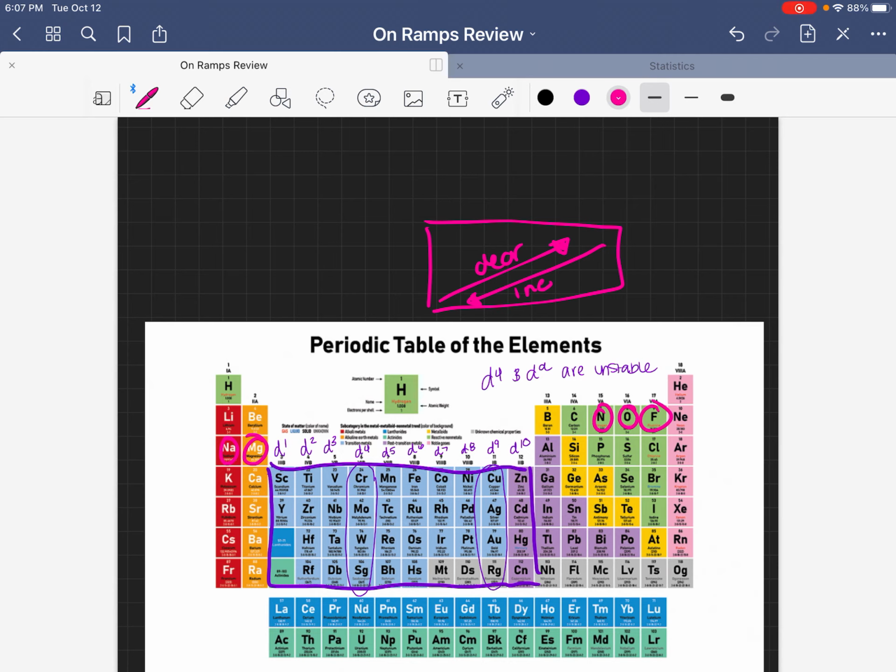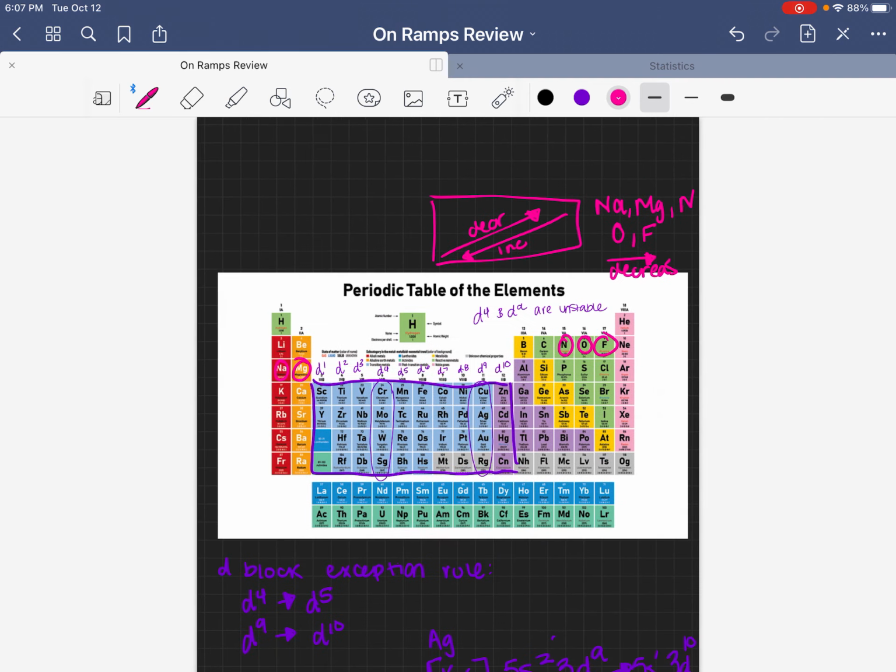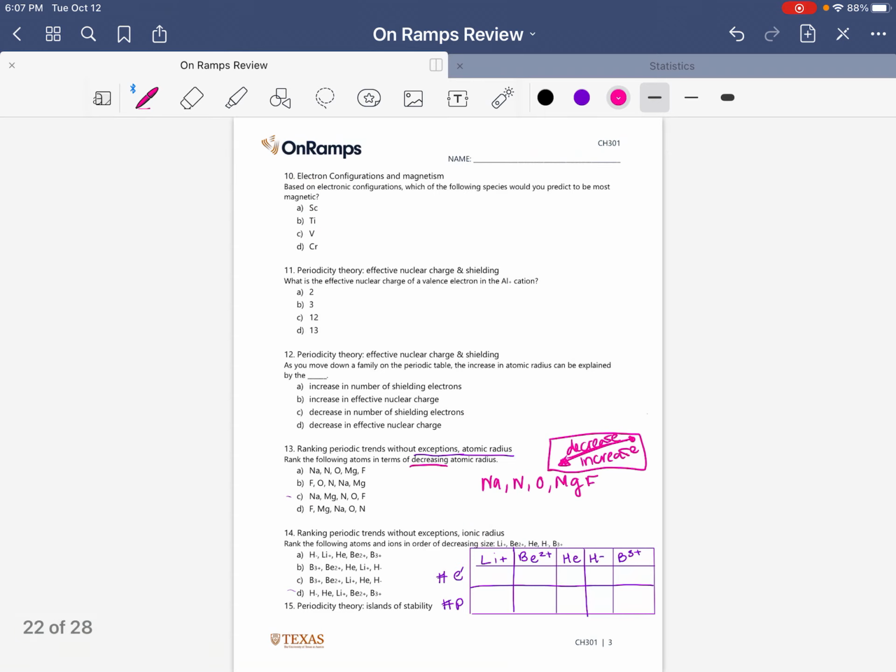So I'm going to list them off. First one, the furthest to the left is Na, then Mg, then N, then O, then F. So Na, Mg, N, O, F is going to be decreasing atomic radius. We're going from largest to smallest. And that would be answer C.